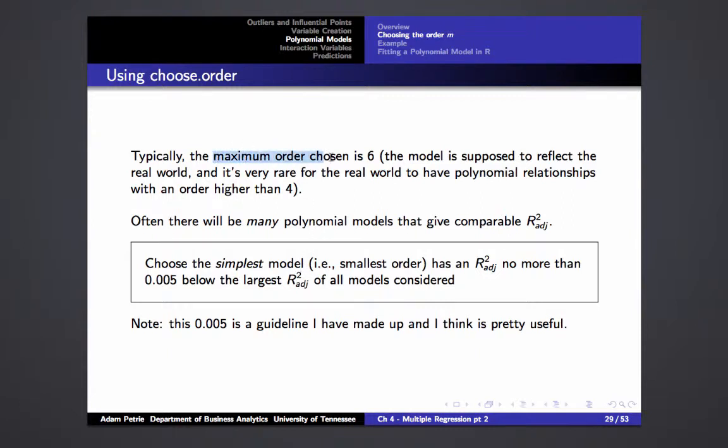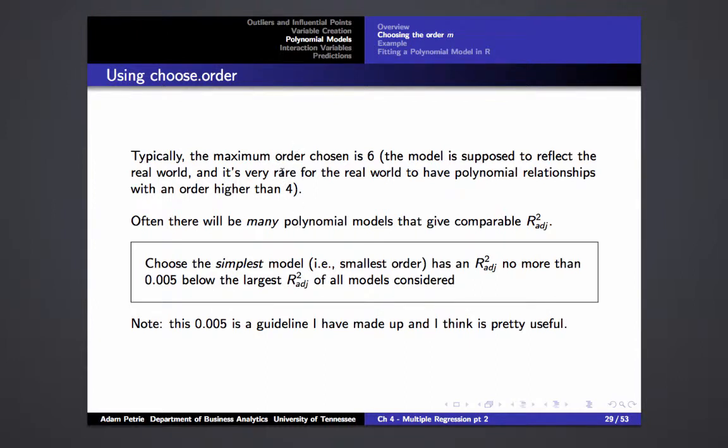So typically we're going to look at a maximum order of 6. I majored in physics and astronomy. I've seen a lot of equations that are out there describing the real world, and I've never actually seen an equation that has a power that's higher than 4. So remember, one of the goals of regression is to come up with a model that accurately reflects reality. So it's kind of unrealistic to try to fit a polynomial model with a really, really high order, because the real world doesn't really seem to work that way. I'll allow it to go up to 6 just for probing and illustrating things, but most likely we're going to choose a very low order polynomial, maybe 2 or 3 at the most.